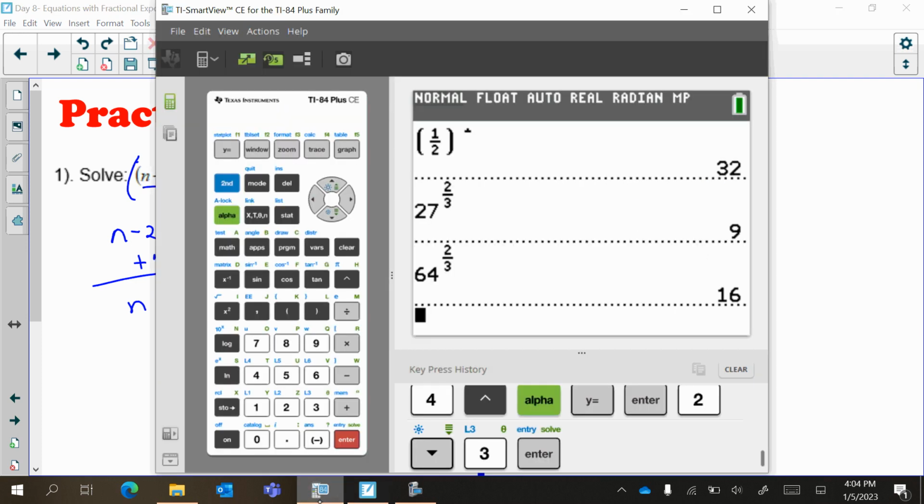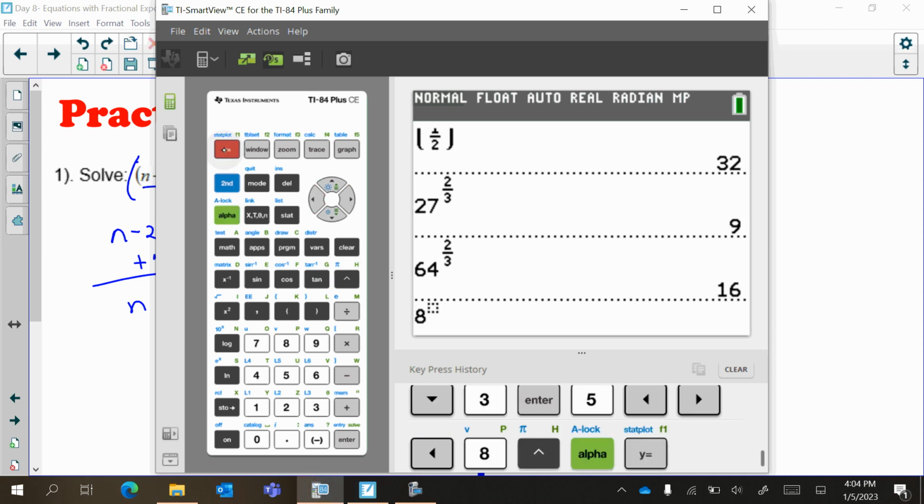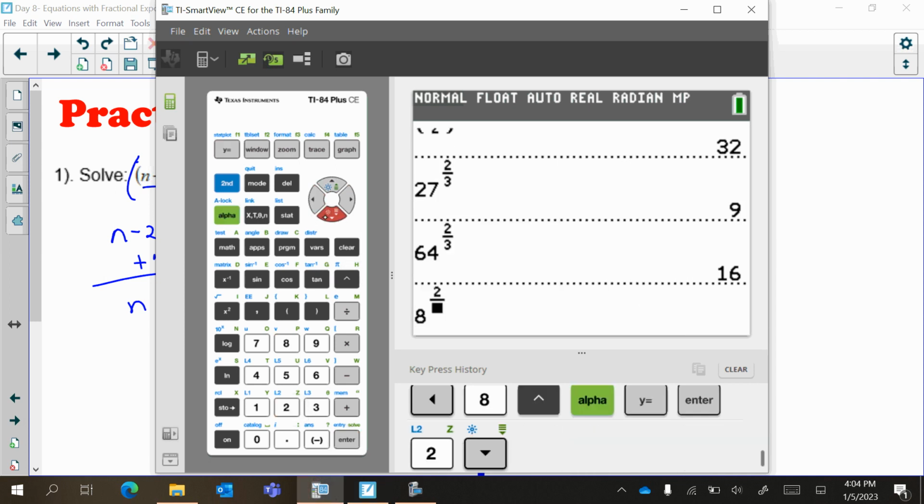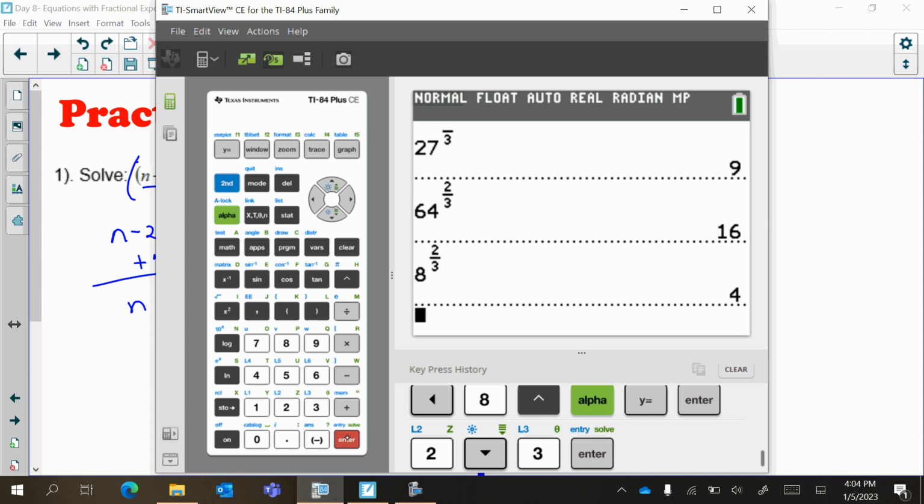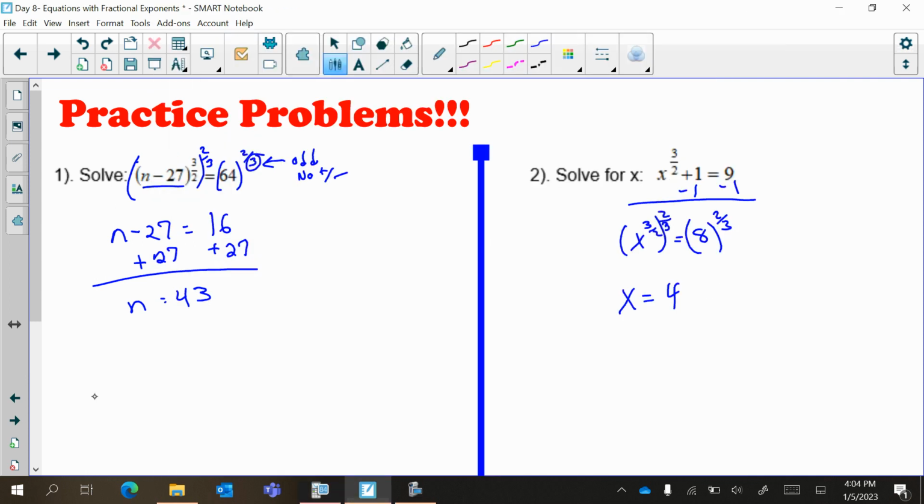Or in your calculator, 8 to the 2/3 is 4. You do not need a plus or minus because this is odd.